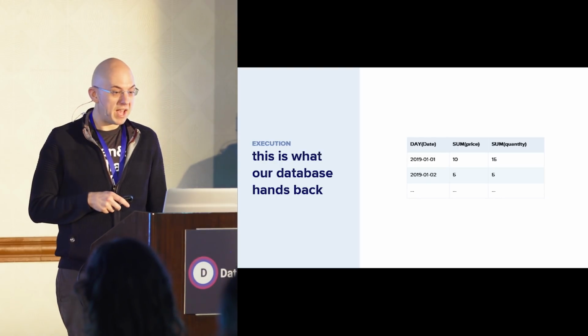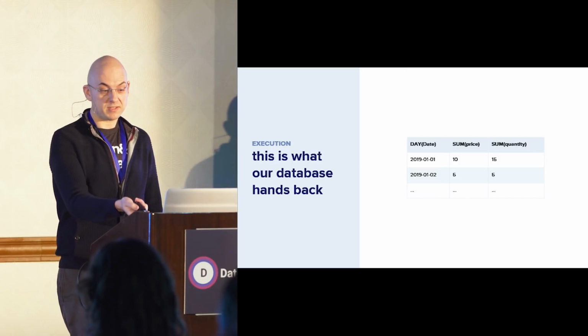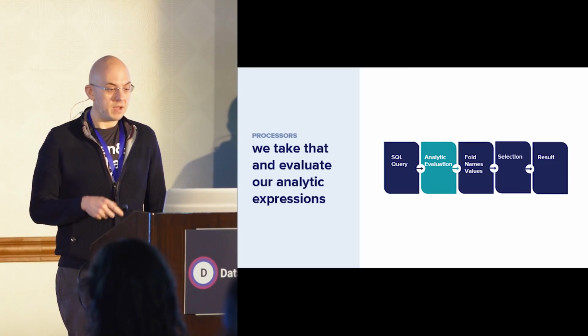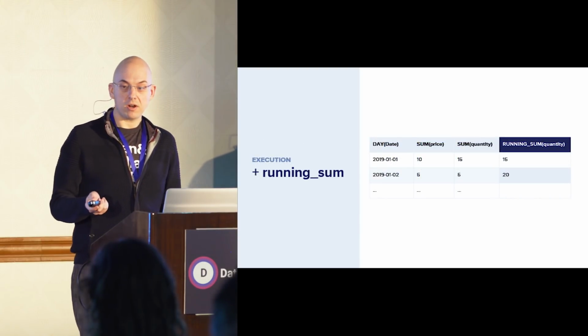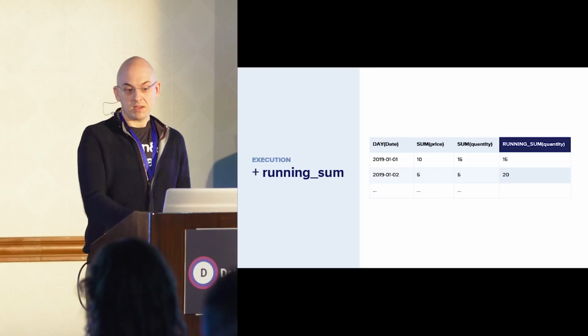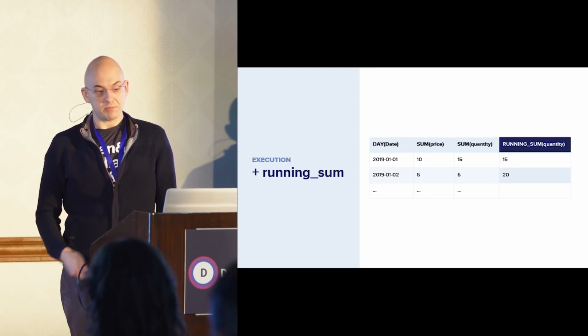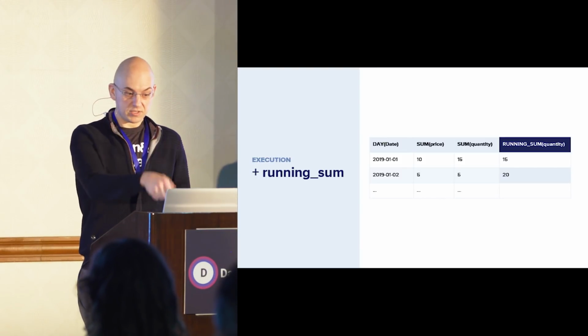This is what the database hands back. Pretty standard, this is what you'd expect the database to hand back. From there, we take that result and we evaluate our analytic expressions. So if you remember in our query, we had a running sum. We're going to take that. We're actually going to calculate the running sum down the data set. So this gives us 15 and 20 here.